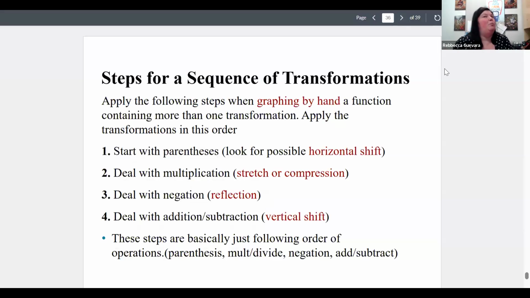Okay, so if you have to do multiple transformations, it's always best to do everything that's in the parentheses first. So your horizontal shift, and then deal with any kind of multiplication there. So your stretches or compressions. Then you want to look at reflections. And then lastly, you want to look at your vertical shift. So like I said, this is sort of a step-by-step guide to help you get through this. It's kind of like you're following order of operations. Do parentheses first, do multiplications next, then you want to do your addition.